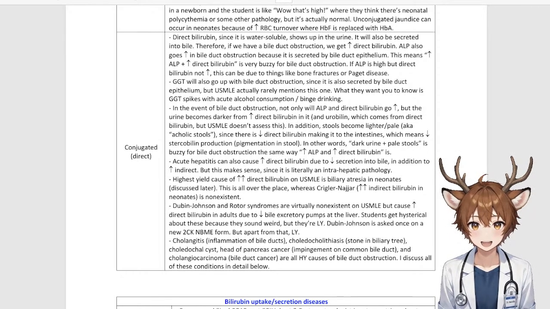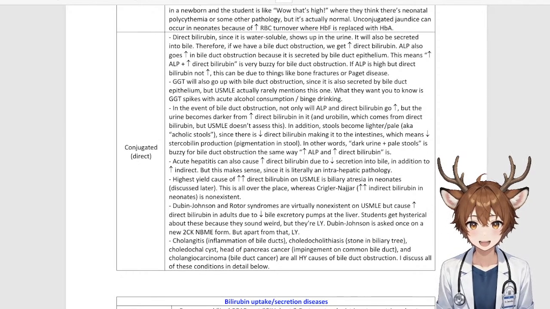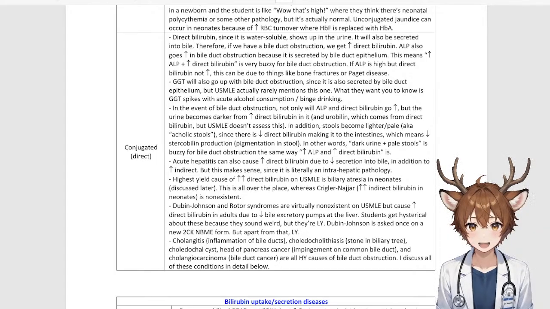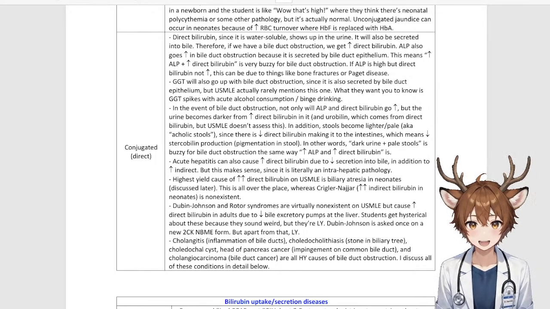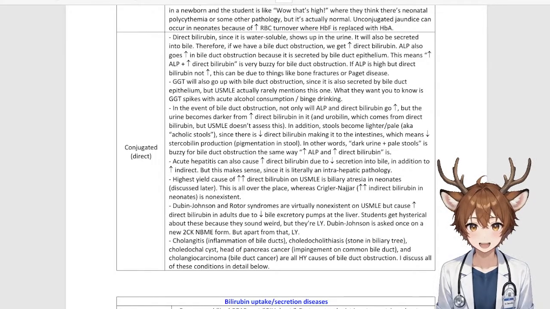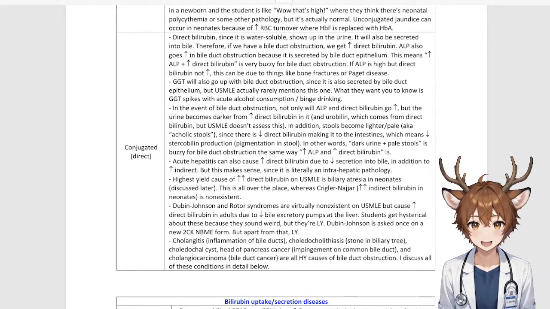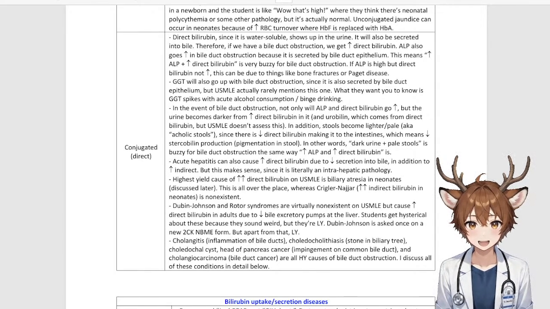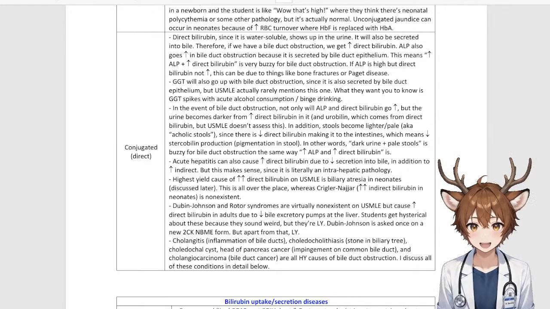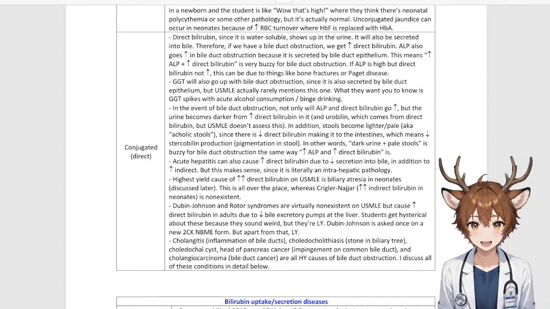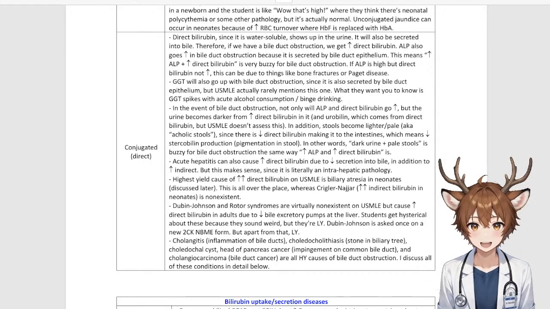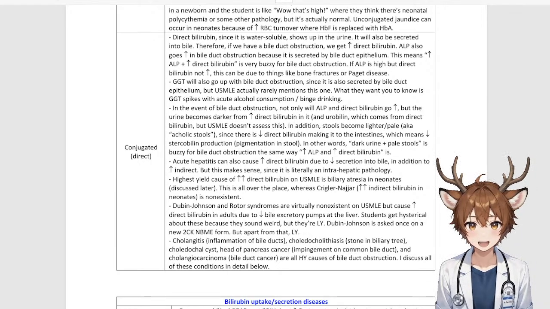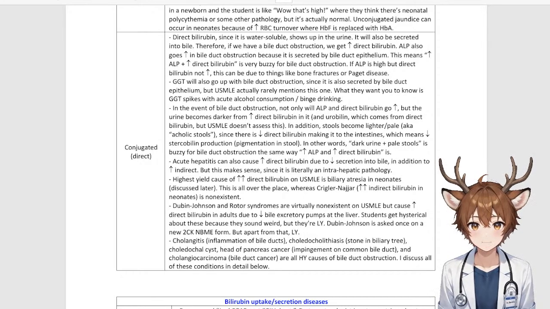Acute hepatitis can also cause an increase in direct bilirubin due to the decrease in secretion in the bile, in addition to the increase in the indirect. But this makes sense since it is literally an intrahepatic pathology. Highest yield cause of increased direct bilirubin on USMLE is biliary atresia in neonates, discussed later. This is all over the place, whereas Crigler-Najjar significantly increases the indirect bilirubin in neonates.